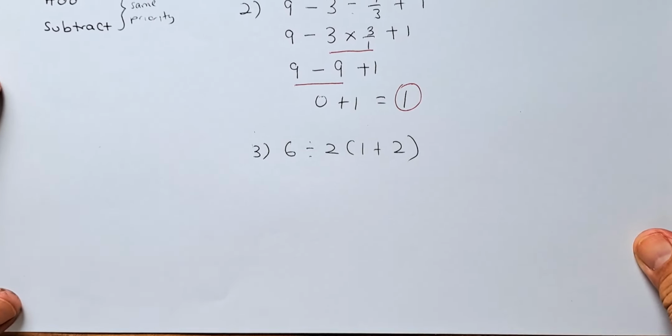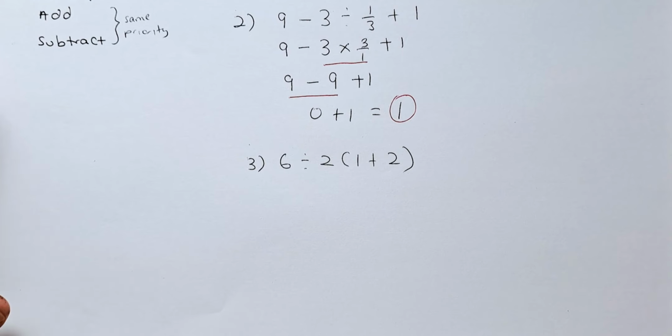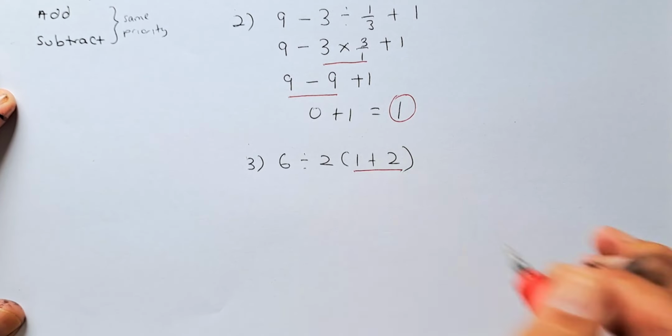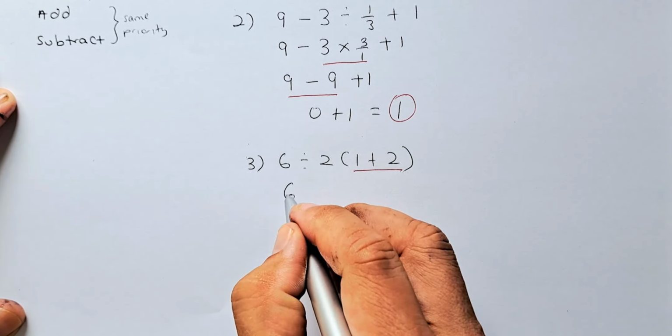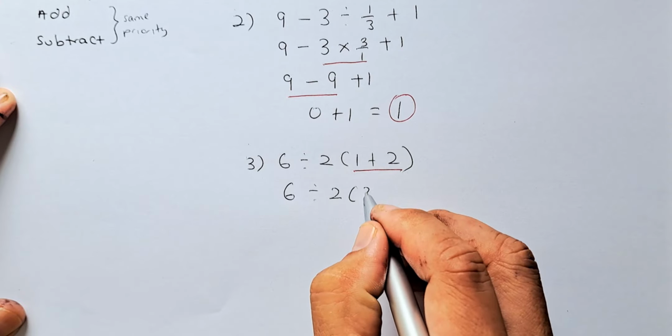Okay, last but not least, this is the most controversial of the lot. Okay, we are going to solve this. 6 divided by 2, bracket 1 plus 2. So the first thing is simple, bracket first. So it's going to be 6 divided by 2, bracket 3.